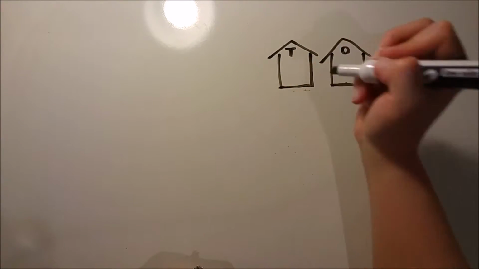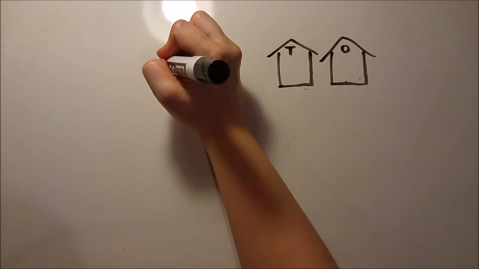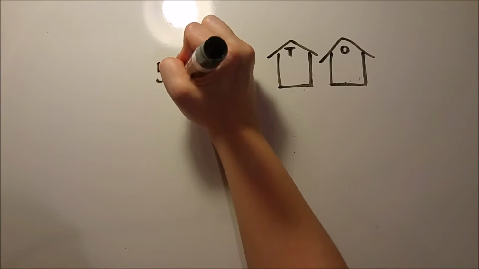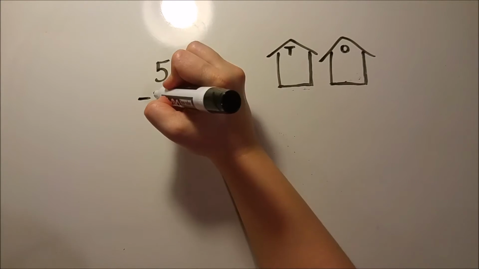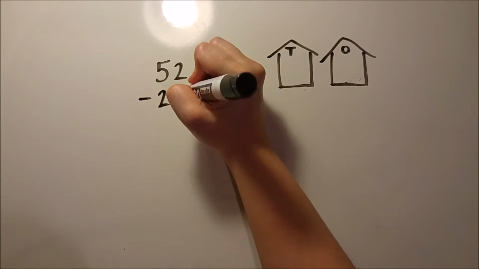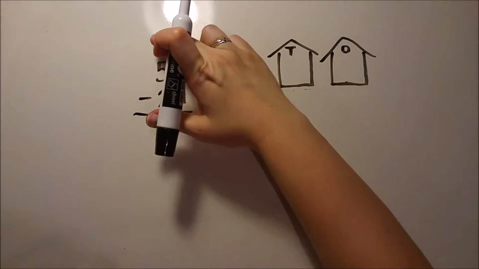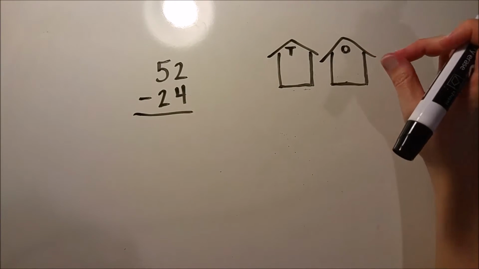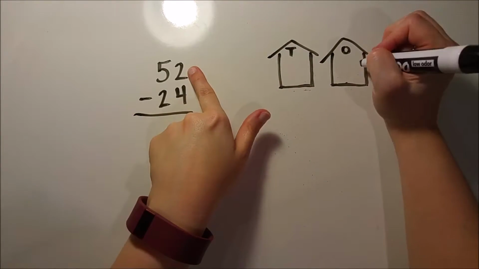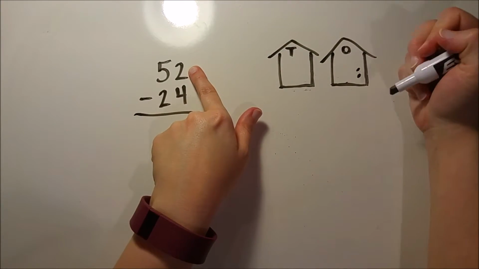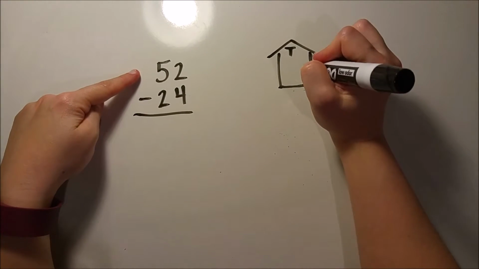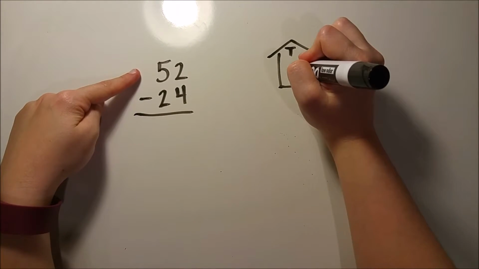There we go. Okay, how about 52 minus 24? So let's put our guys in their houses. The ones house has 2 people that live there. And the tens house has 5 people living in it. It's a little crowded.